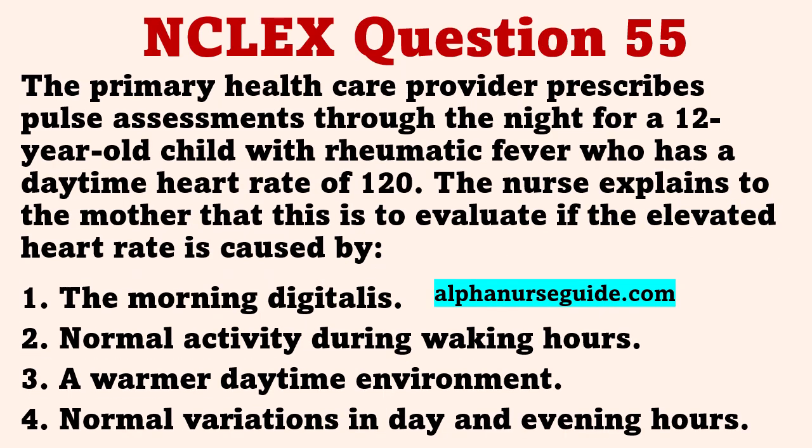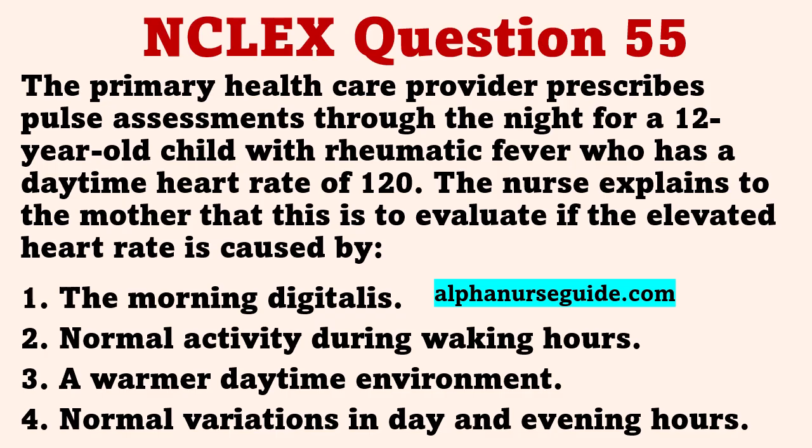The primary health care provider prescribes pulse assessments through the night for a 12-year-old child with rheumatic fever who has a daytime heart rate of 120. The nurse explains to the mother that this is to evaluate if the elevated heart rate is caused by 1. The morning digitalis. 2. Normal activity during waking hours. 3. A warmer daytime environment. 4. Normal variations in day and evening hours.